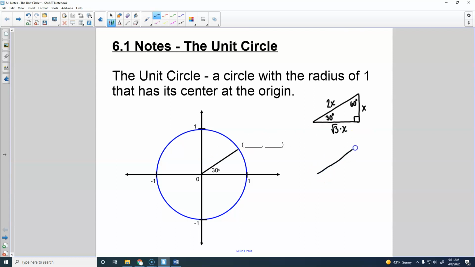Let me just give you a couple examples. So let's say that we know that this is a 30-degree angle, and we know that this side is 7. Right? Then what would the hypotenuse of this triangle be? It's going to be 14. And what would the longer leg of this triangle be?